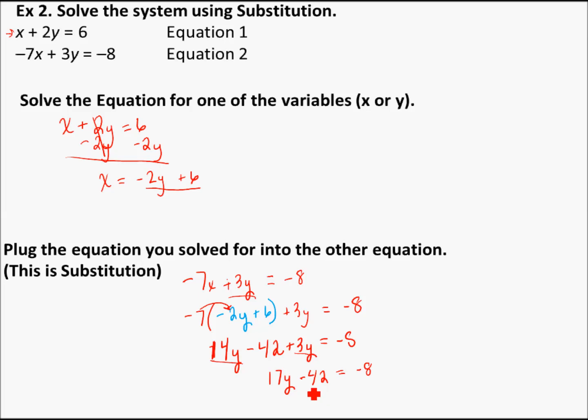Now I can add 42 to each side. And once I've done that, I'm left with 17y equals positive 34. And now I can divide each side by 17. y equals 2. Once I know what y equals, I can substitute the value of y into my second equation to find out the value of x.